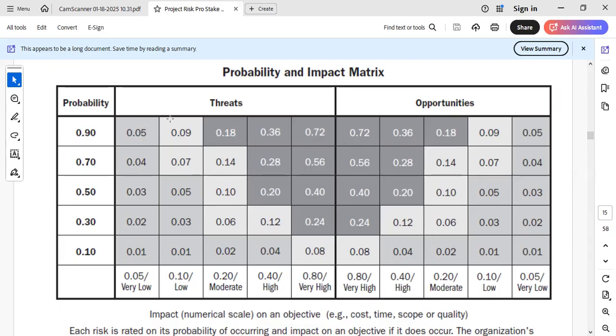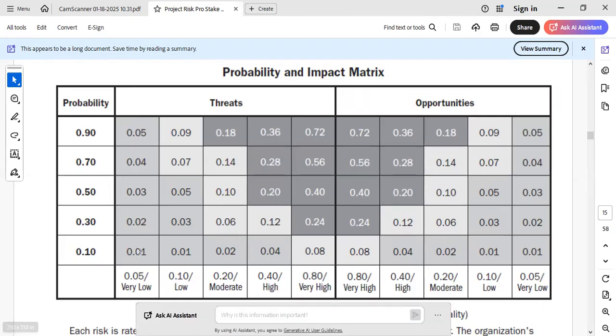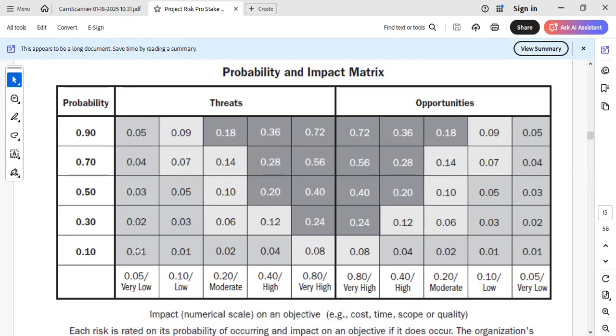You see, when the threat is 0.005, that shows that it is lower than a threat that is 0.01. 0.05 is higher than 0.01. As we keep moving away to the right-hand side of the threat area, you see that the threat is increasing.